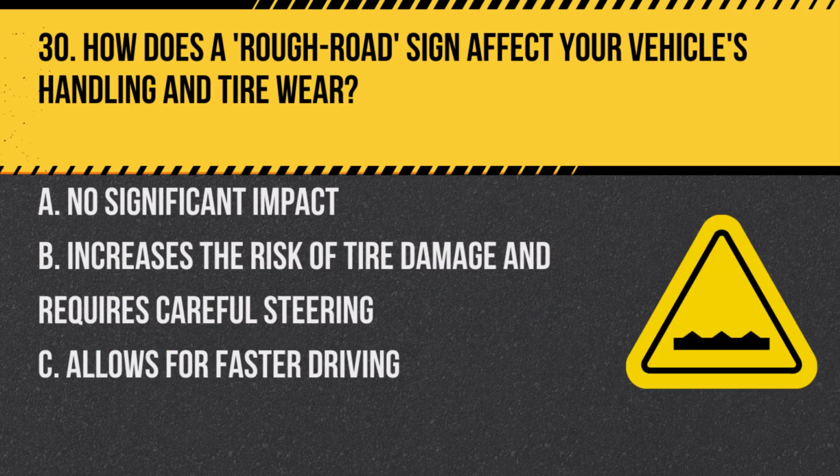Question 30. How does a rough road sign affect your vehicle's handling and tire wear? A. No significant impact. B. Increases the risk of tire damage and requires careful steering. C. Allows for faster driving. Answer B. Increases the risk of tire damage and requires careful steering. Rough roads can affect handling and increase tire wear.